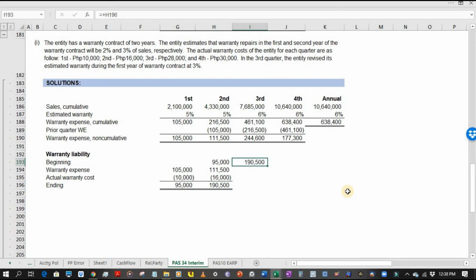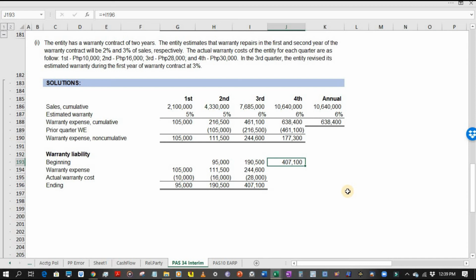Then we will add the warranty expense for the third quarter, which is 244,600, which already includes the adjustment from 5% to 6%. Again, if there is a change in the estimate, any adjustment in order to equal to 6% will be made in the period of change. So there will be no need for retrospective adjustment in the first and second quarter. Then let us deduct the third quarter actual warranty cost of 28,000 pesos. So our estimated warranty liability that will appear in the statement of financial position at the end of the third quarter is 407,100 pesos. So same procedure with the fourth quarter.